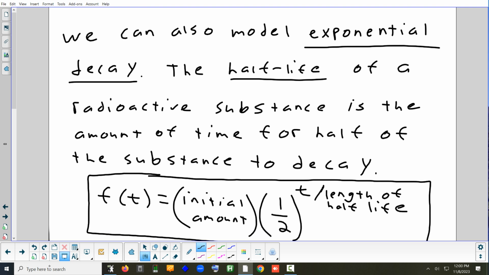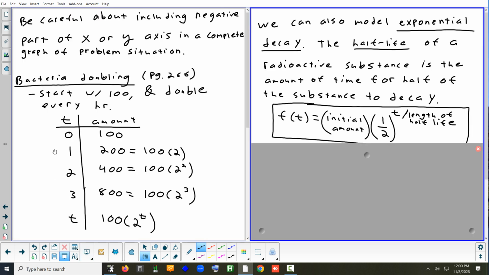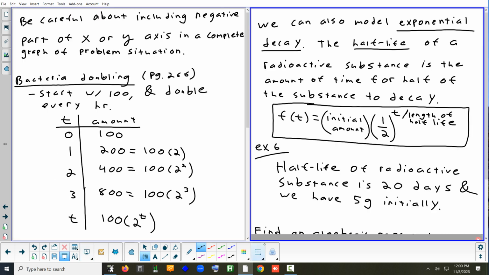And it works exactly the same as doubling. Usually they'll give you an amount. I'm not going to go through this one, but they'll say you got 5 grams to start with. The half-life is 20 days. And you just write a formula. 5 times 0.5 to the t over 20. Just like the last one.